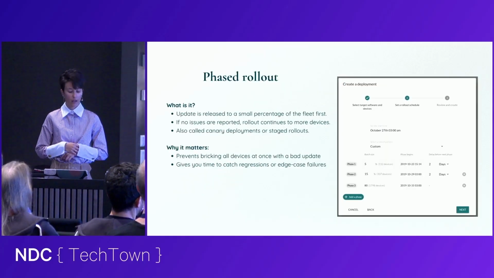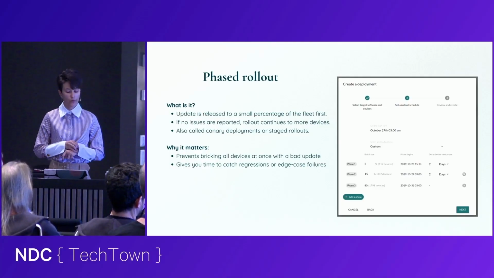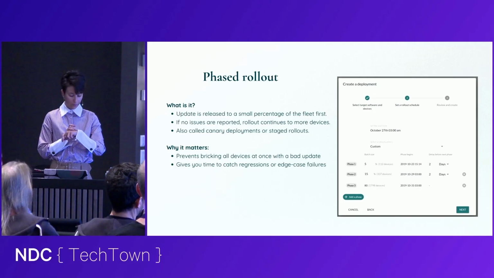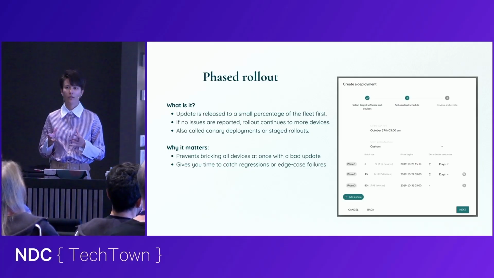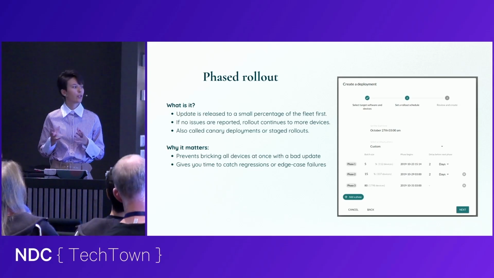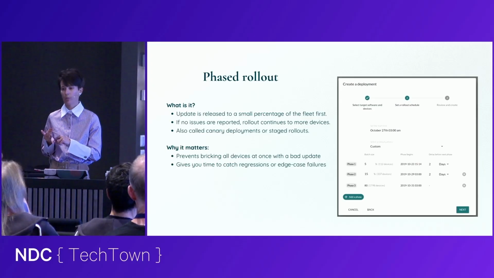Okay, phased rollout. I'd say that this approach is less common, but still very, very useful. So what does it really mean? In reality, if you have thousands of devices, you might find it risky to update them all at once. Because what if something goes wrong and then you end up with all of the devices having a wrongly installed operating system, or the worst case scenario being bricked?